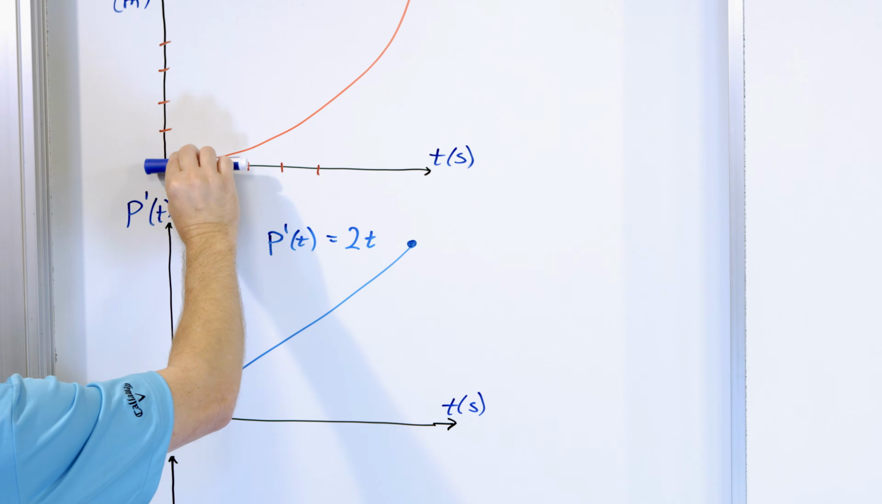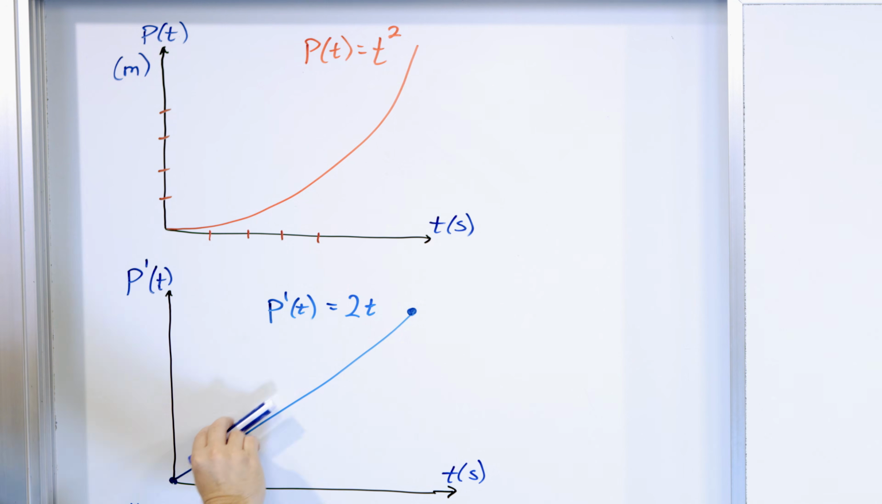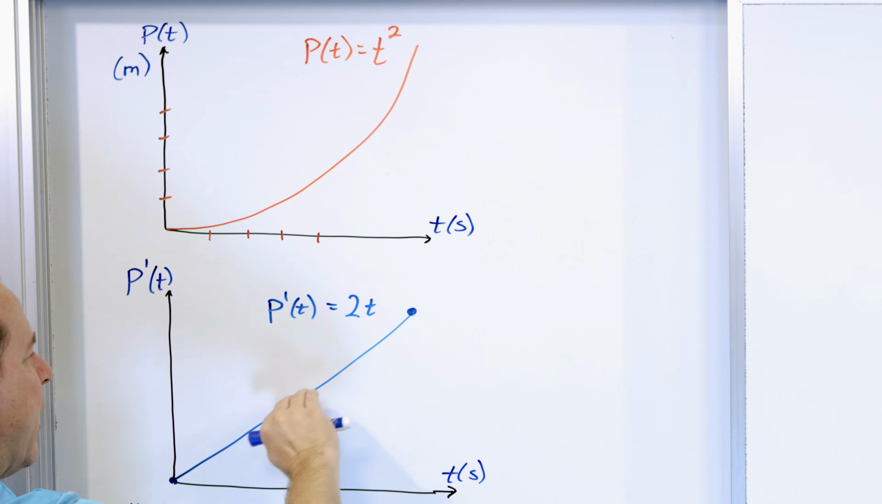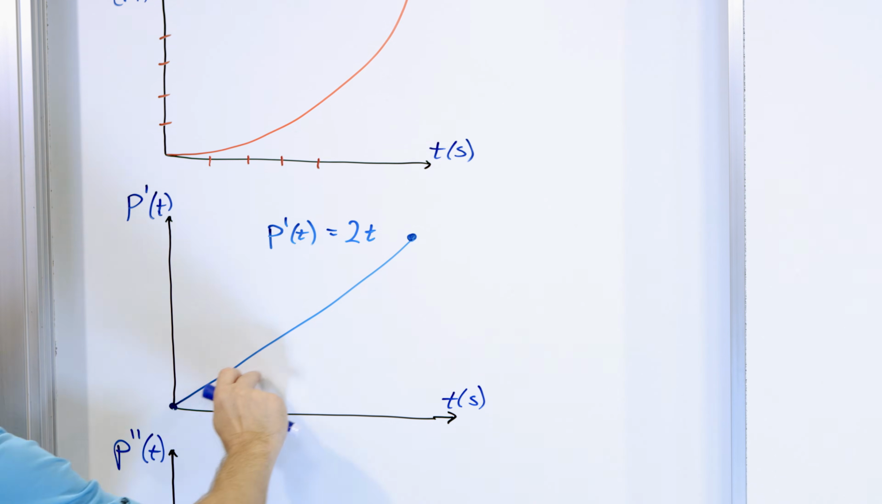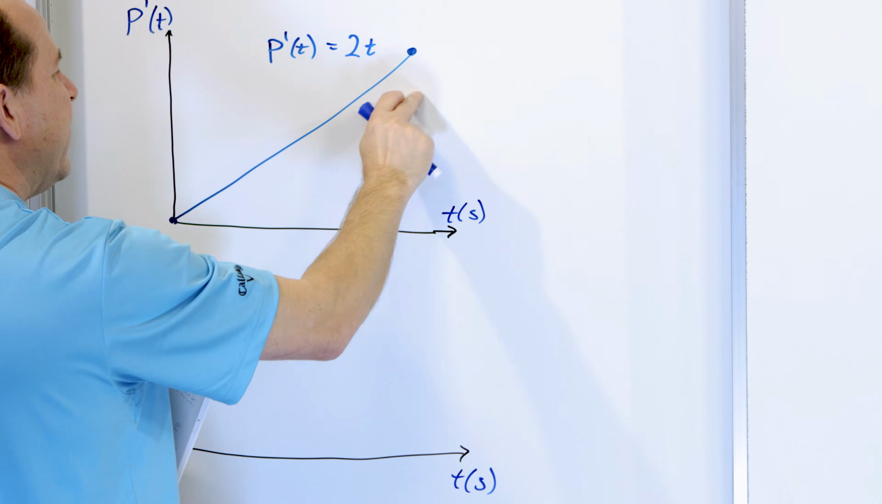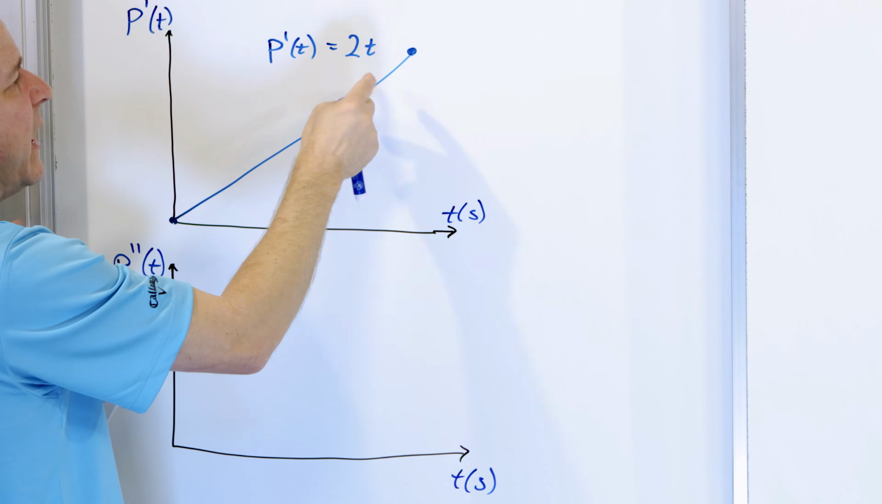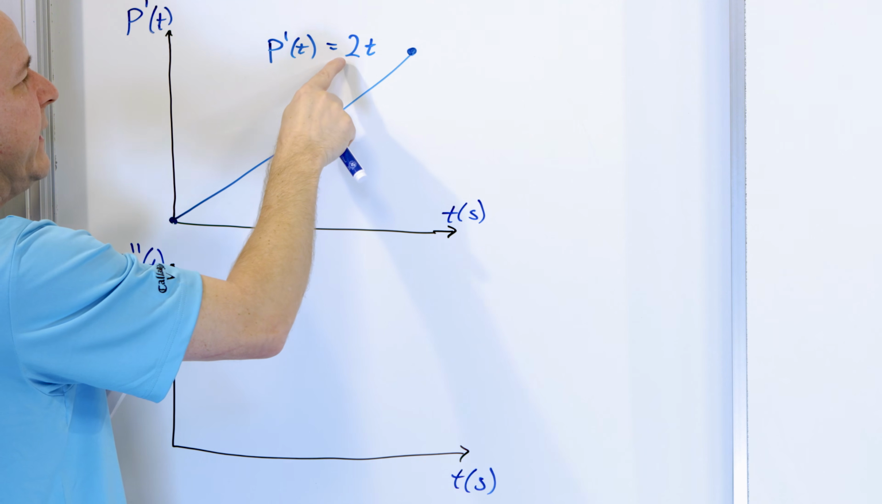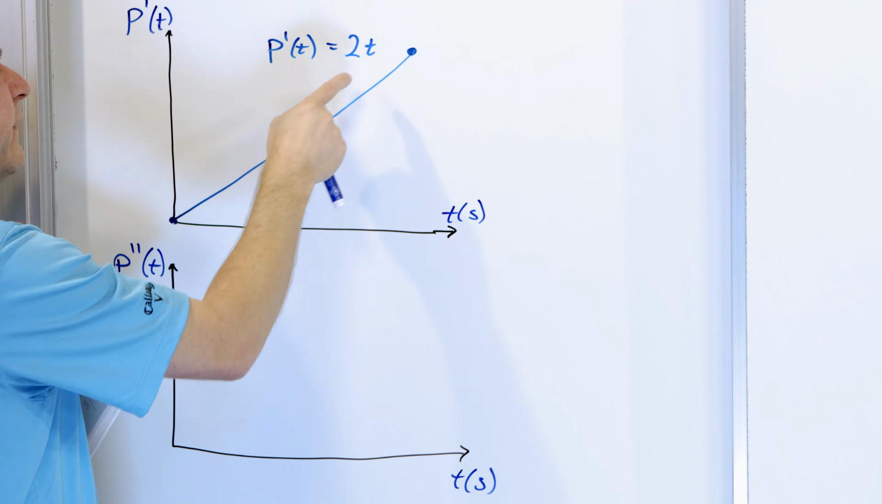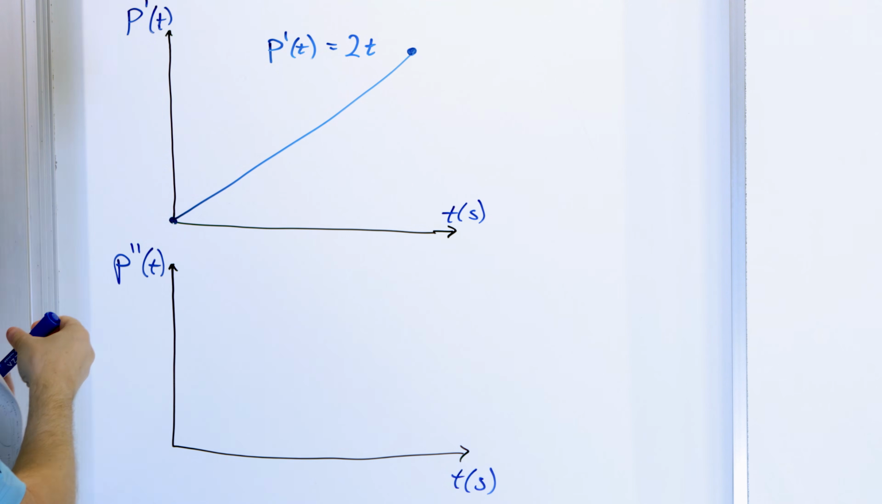Well, in this curve, the slope is always changing. But here, this is just a straight line. So if I want to take the derivative of this, I just have to figure out what the slope of this line is, because it's never changing like it was before. So what is the slope of this thing? Well, I'm giving you the answer ahead of time: the equation of this line is 2 times t. So what is the slope of this line? It's just the number 2.